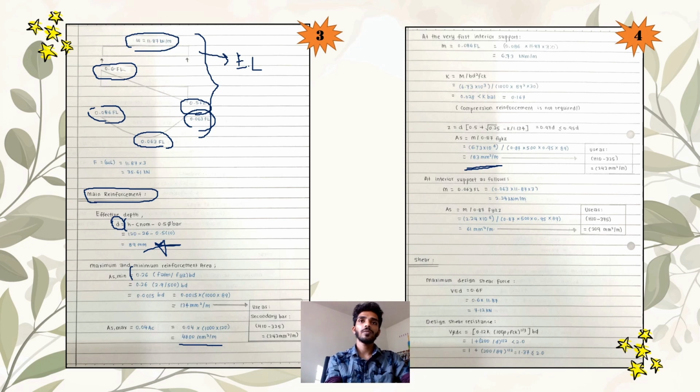So the last step will be shear force determination. The maximum design shear force V_Ed equals 0.6 F, that is the formula. So 0.6 times 11.85 as our F. So the answer we get is 7.12 kN. And the design shear resistance will be V_Rd,c, which is 0.12 times k times (100 ρ fck) to the power of 1/3 times bd. So the answer we got is 1.37, which is lower than or equal to 2.0.